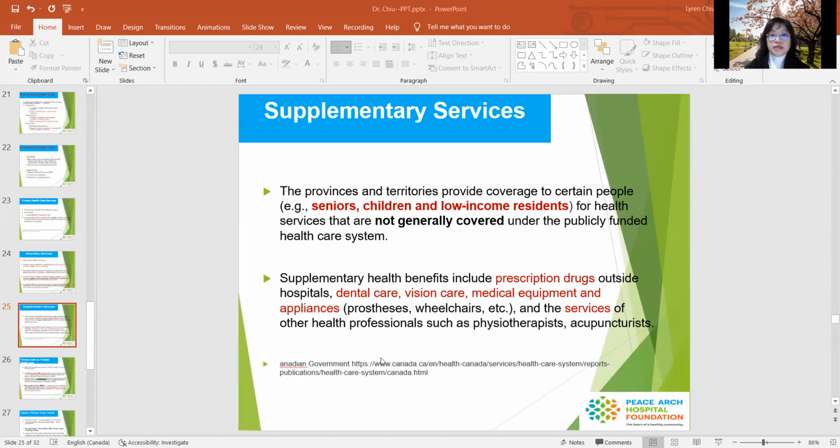Supplementary services, the provinces and the territories provide coverage to certain people, such as seniors, children, and low-income residents for health services. They are generally not covered under the publicly funded healthcare system. Supplementary health benefits include prescription drugs outside hospitals, dental care, vision care, medical equipment and appliances, and the services of other health professionals, such as acupuncturists.